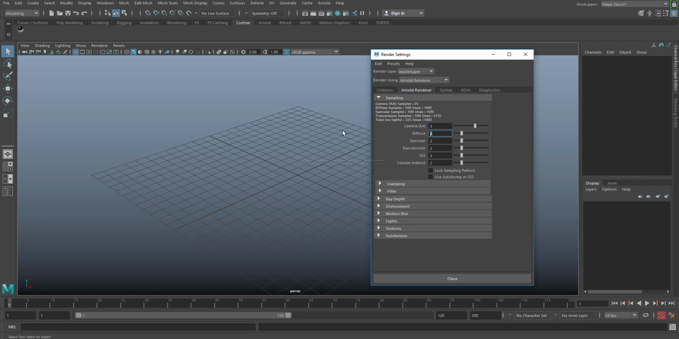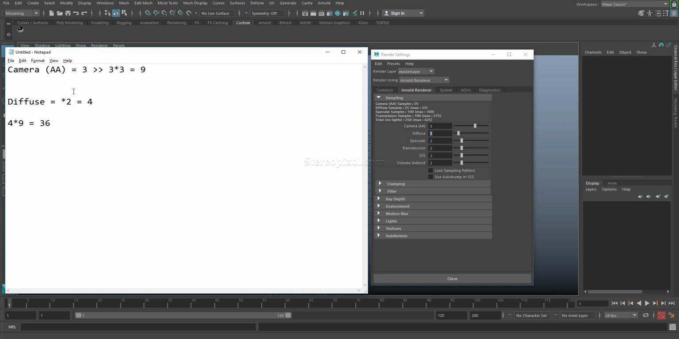If I make this diffuse 1, then what is going to happen? The maximum sample will be 25, since 1 into 1 is 1. So what is the math? 1 into 1 is of course 1, and here also you have 5 into 5, that is 25, and this will become 25. So this is how it works.